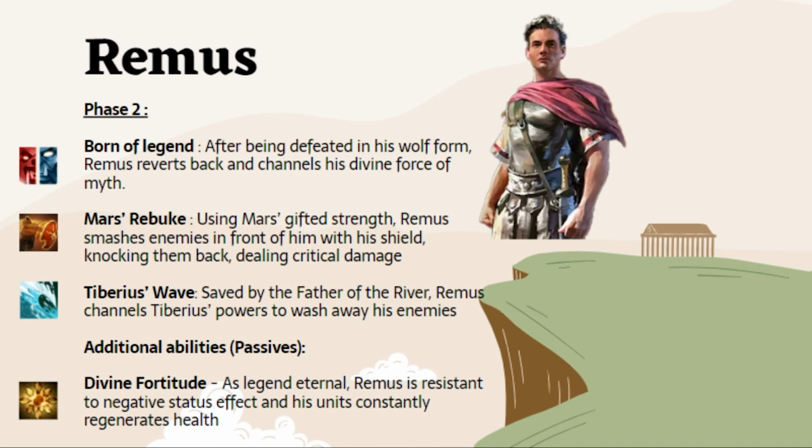His blessed strength from the war god Mars allows him to single-handedly push back his enemies, breaking their formation and their will, while evoking tidal waves from the powers of Tiberinus, the god of the Tiber River, who is said to have saved Remus, to drown his enemies. His divine fortitude gives him endless energy, enabling him to recover from attacks and be unaffected by negative debuffs.